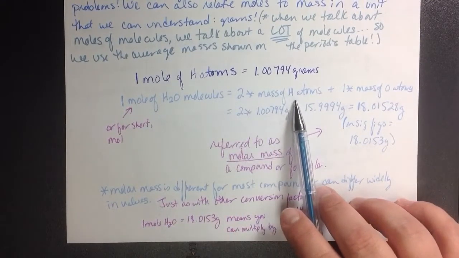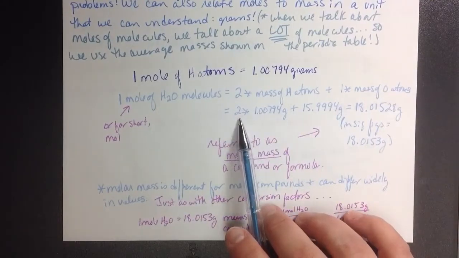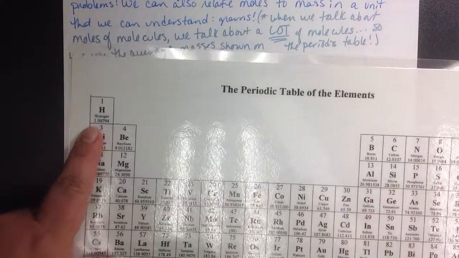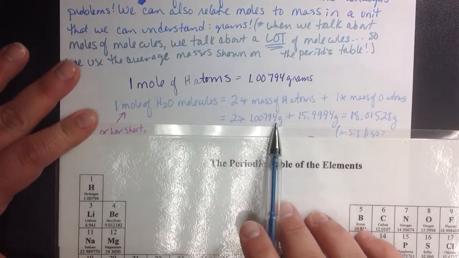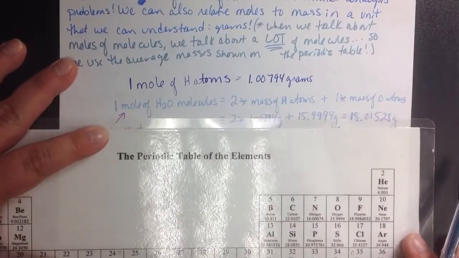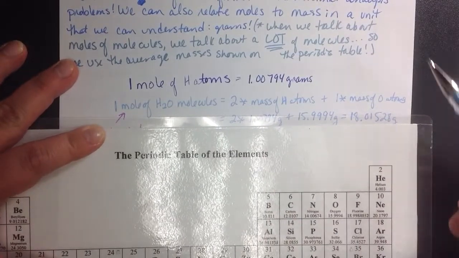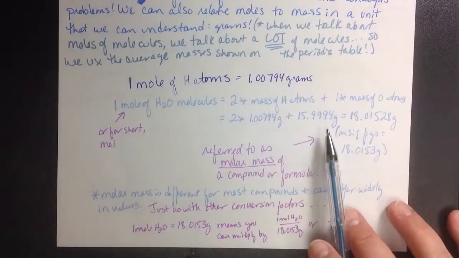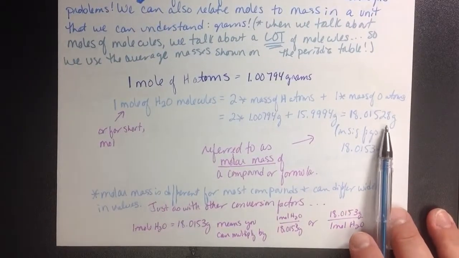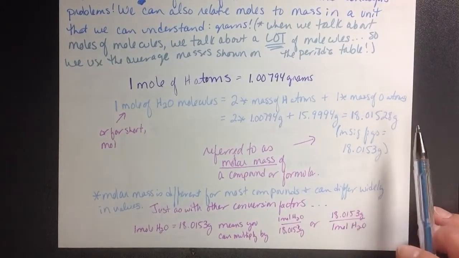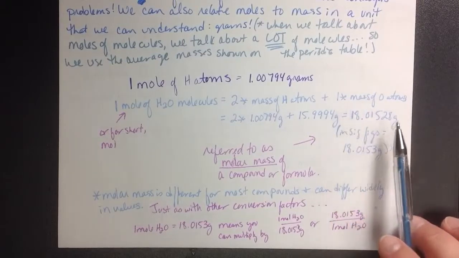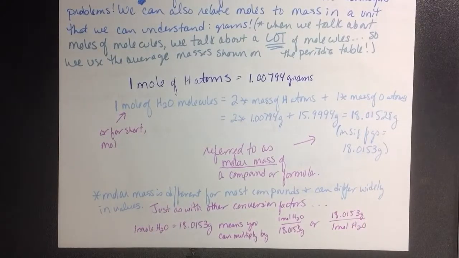So here we go. 2 times the mass of hydrogen, so 1 times the mass of oxygen. 2 times 1.00079 is where they get this number here from. And oxygen's 15.99994. Okay, so there's only 1 of those. So that means that 18.01, give or take some sig figs there, is about the mass of water, of 1 mole of water. We refer to this as the molar mass of a compound or formula.